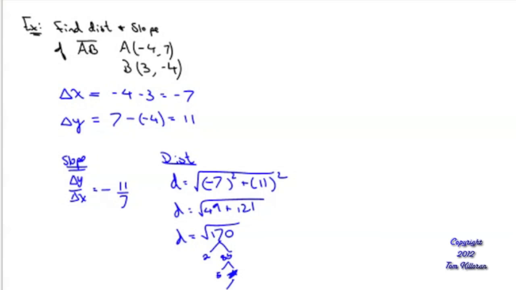That's an odd number, so 2 would have gone into it. 17. So there are no double factors, and your final answer is the square root of 170. Just leave it like that. Don't type it in the calculator to get an approximation.